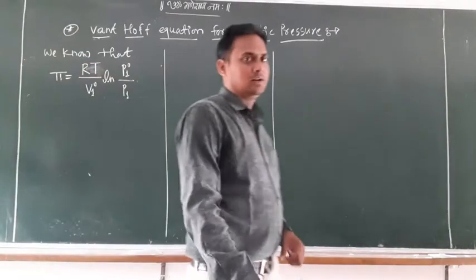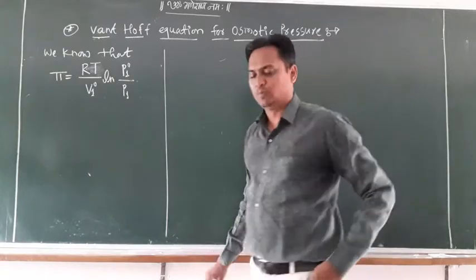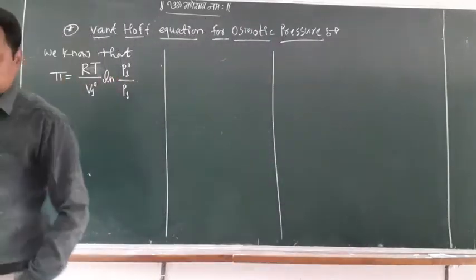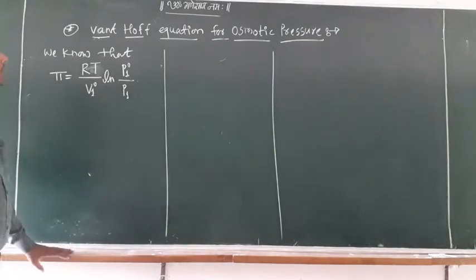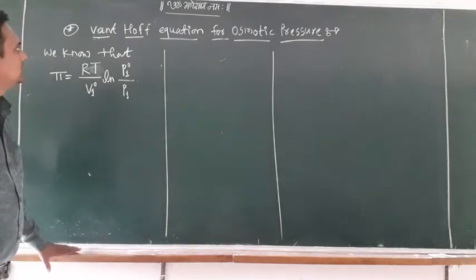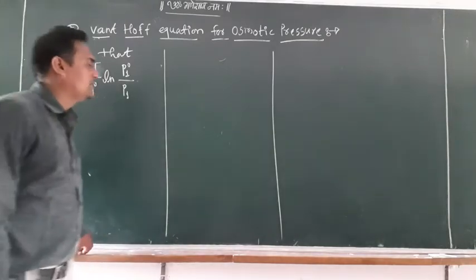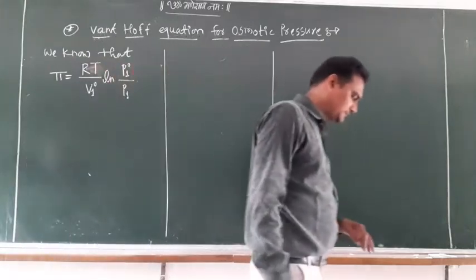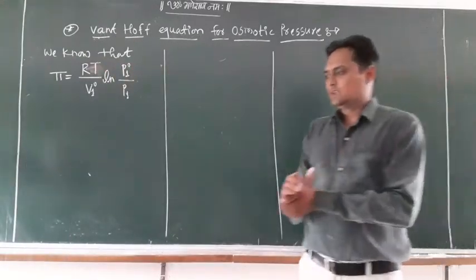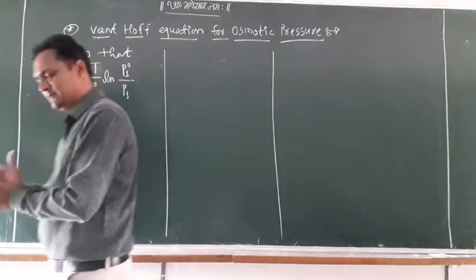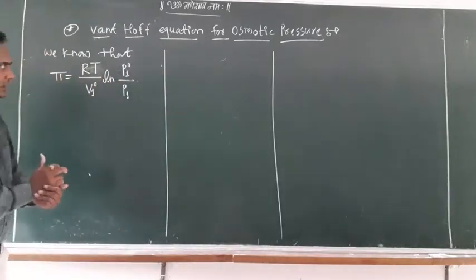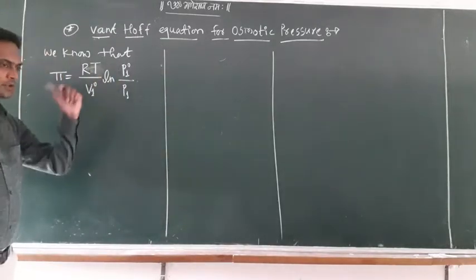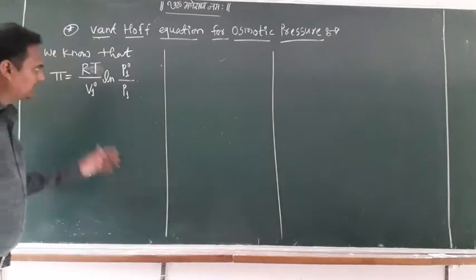Now let us start a new point of a chapter, colligative property, that is Van 't Hoff equation for osmotic pressure. In the last lecture we derived the relation between osmotic pressure and vapor pressure, and we got this equation.